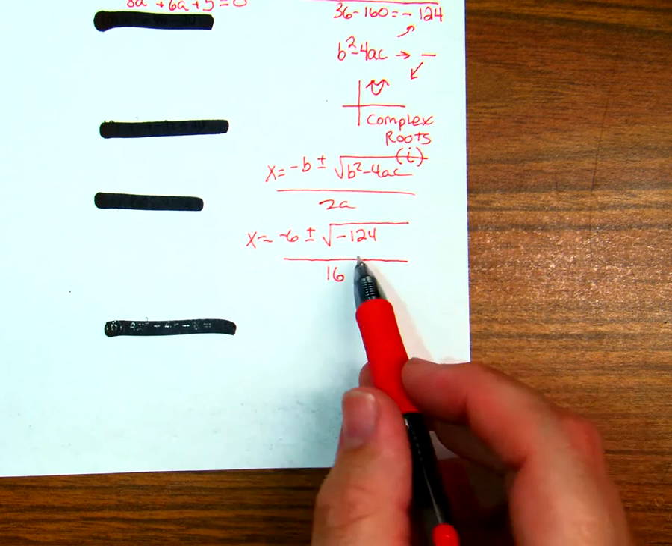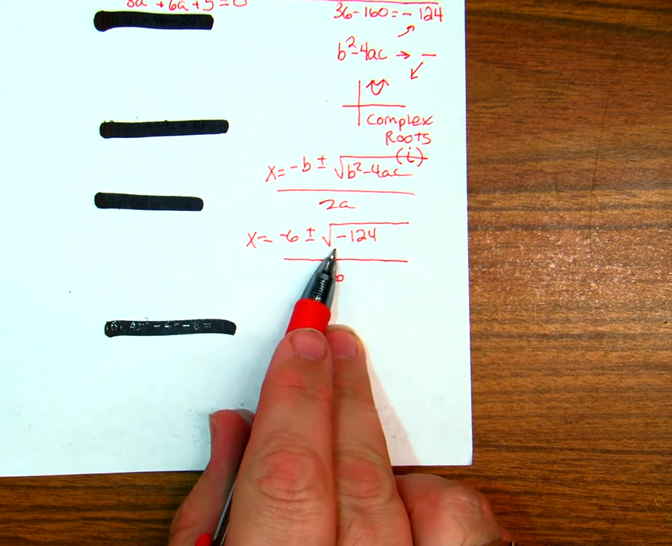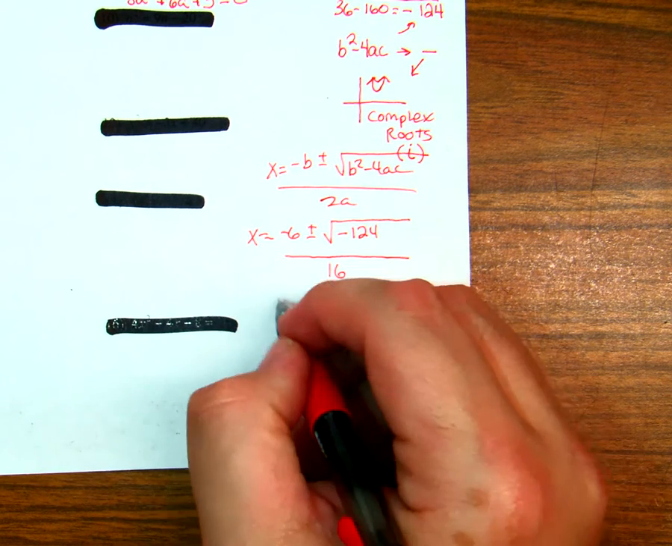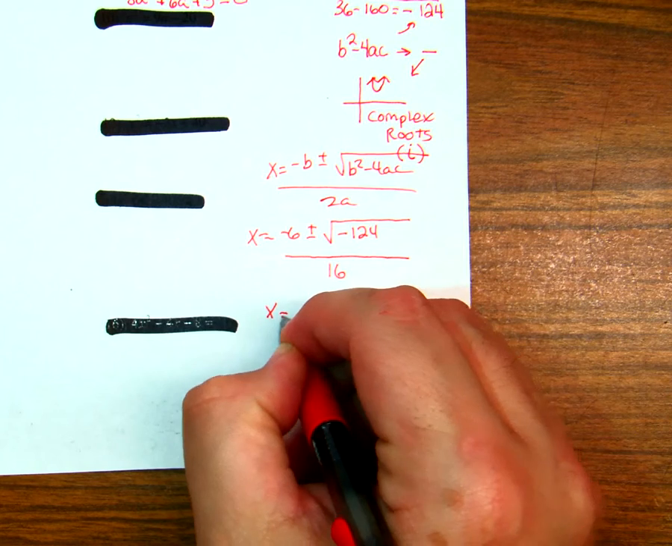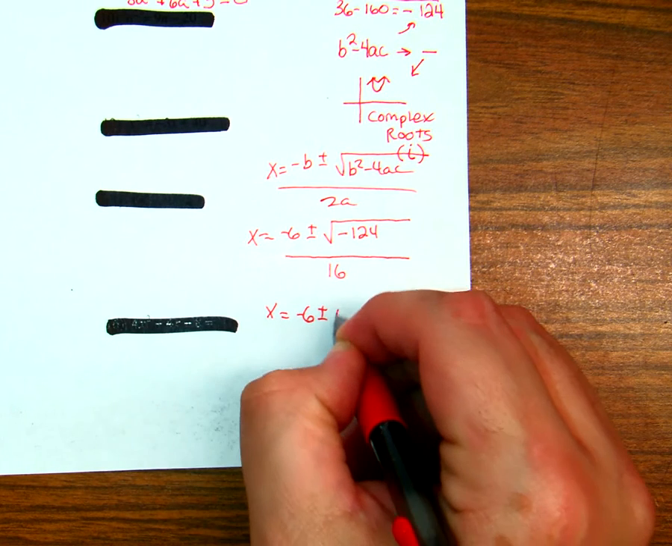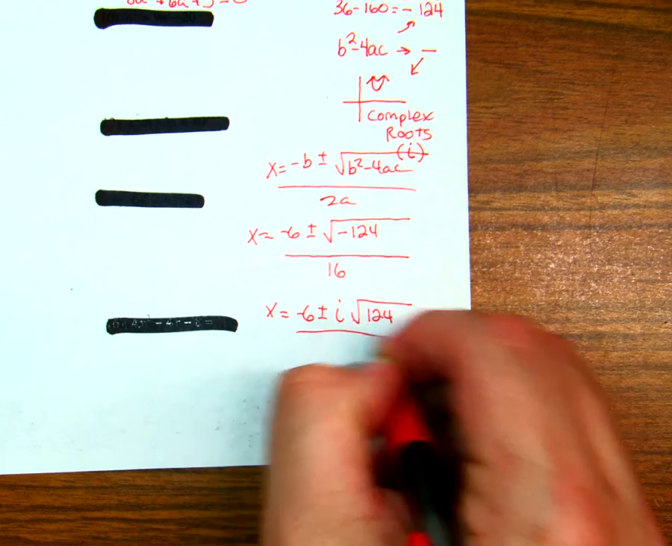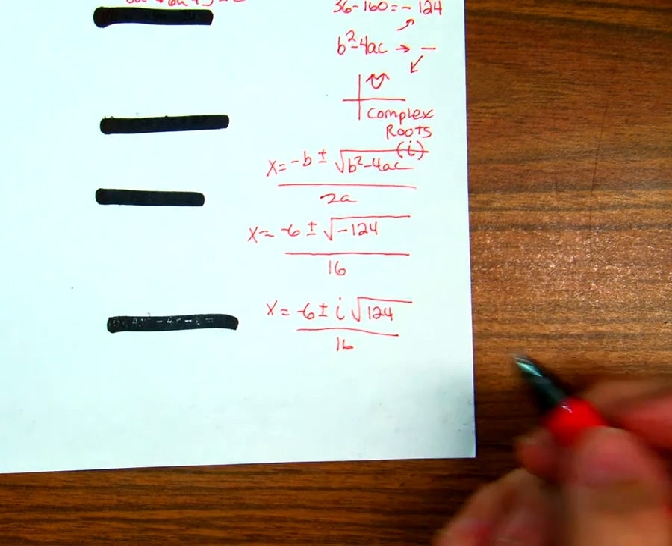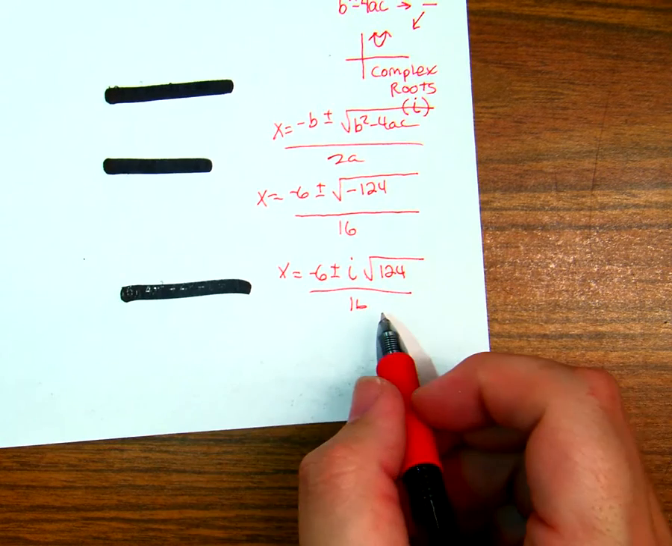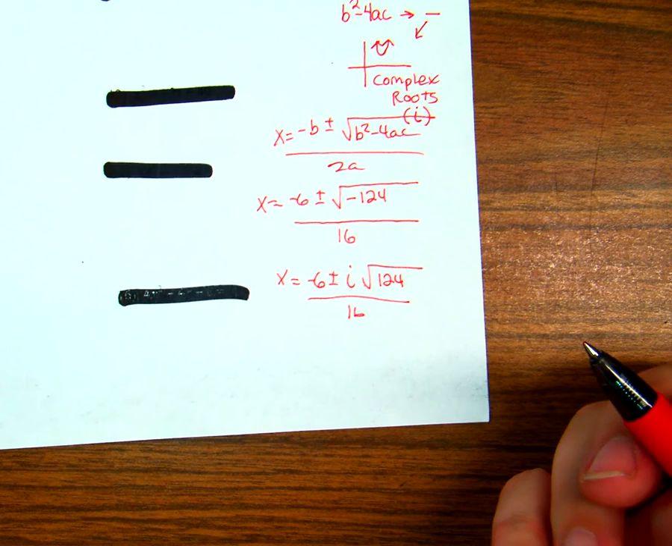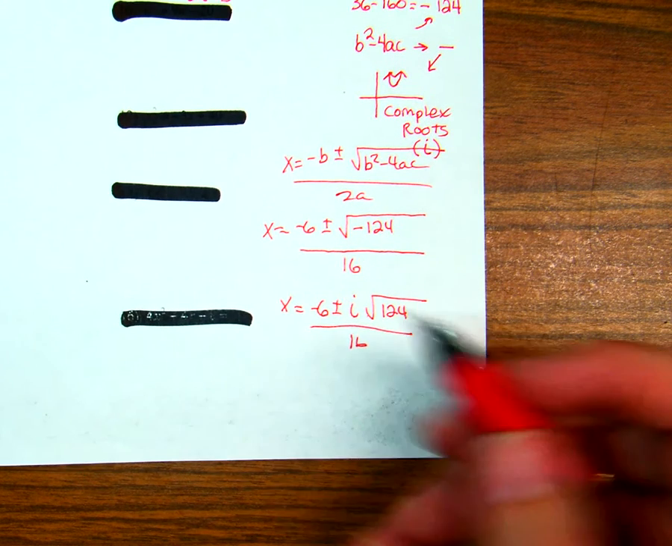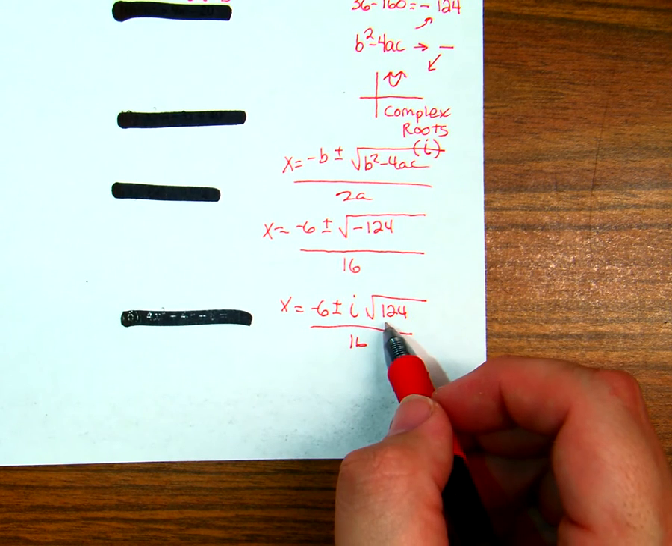Alright, so I get x is equal to negative 6 plus or minus i times the square root of 124 over 16. And now, at this point, like for our first quiz on this stuff, I might say just leave it like this and don't simplify the radical, because then this tells me that you got all the parts.